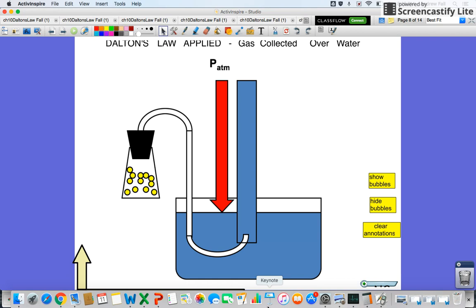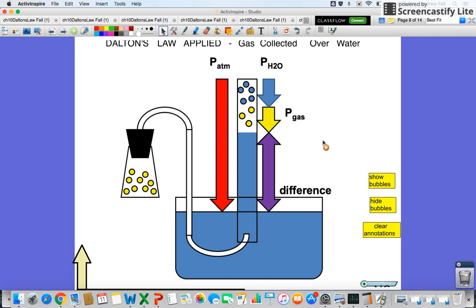Now, when we apply that to collecting gas over water, typically what's going to happen is you have an inverted tube that's filled with water. And then as you add gas to the tube, you're not just going to have that pure gas in the tube. You'll also have some water vapor present. So you can't just say that all of the gas that's in there is from what you're making. There's going to be water vapor in there as well.